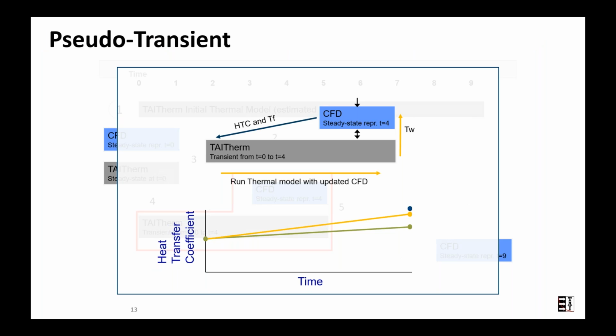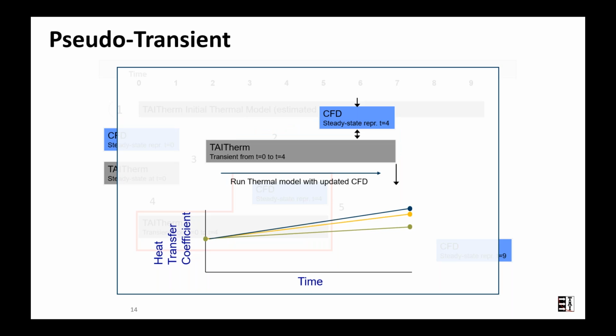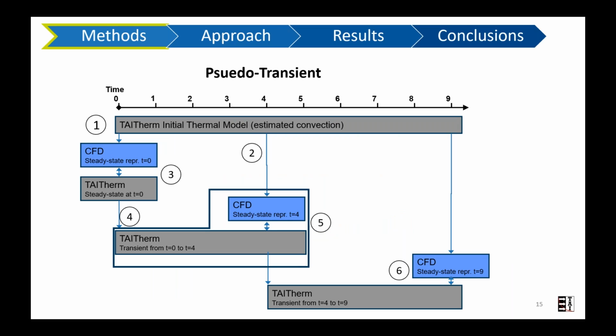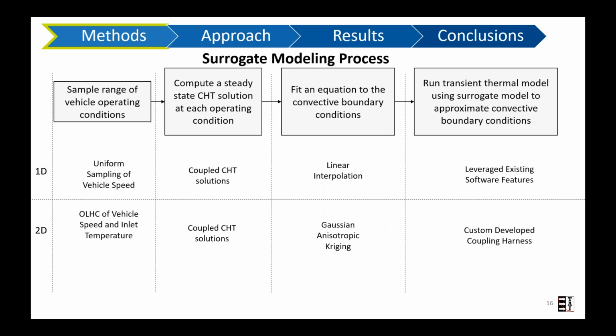We then run the thermal solution again, which creates a new wall temperature, which is passed back to the fluid domain. This solution then solves again, which creates new HTC and T fluids, which are passed back to the thermal model. Finally, the thermal model is run again, and this process continues until convergence is reached, and then we will advance to the next coupling interval. And again, this process is repeated for the entire cycle duration. Last, we have our surrogate approaches, 1D and 2D.